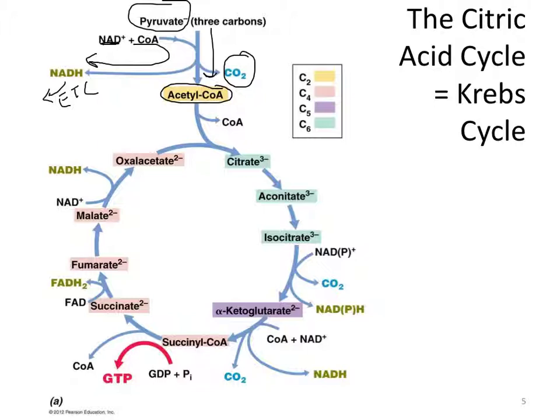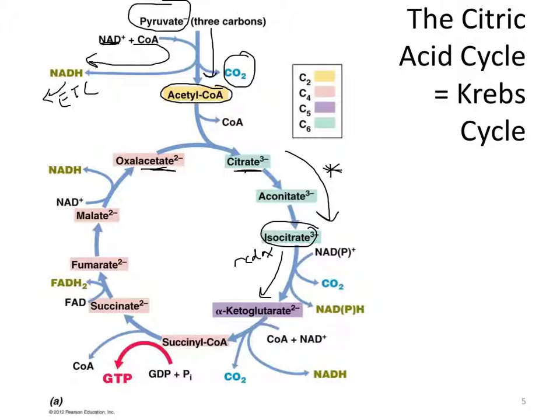Acetyl-CoA will combine with oxaloacetate, forming citric acid, or citrate. Citrate is converted to aconitate, which is converted to isocitrate. These are essentially rearrangement reactions happening in here, not redox reactions. Isocitrate is then oxidized to form alpha-ketoglutarate. So there's a redox reaction.